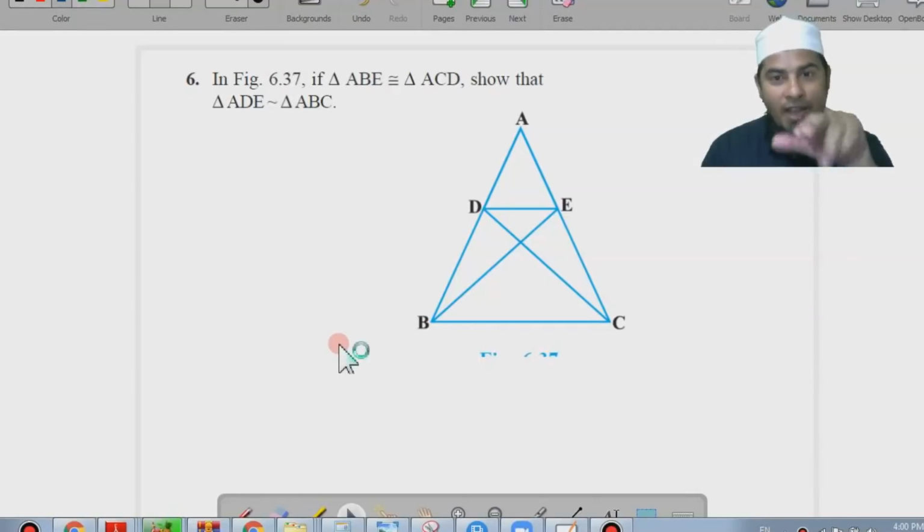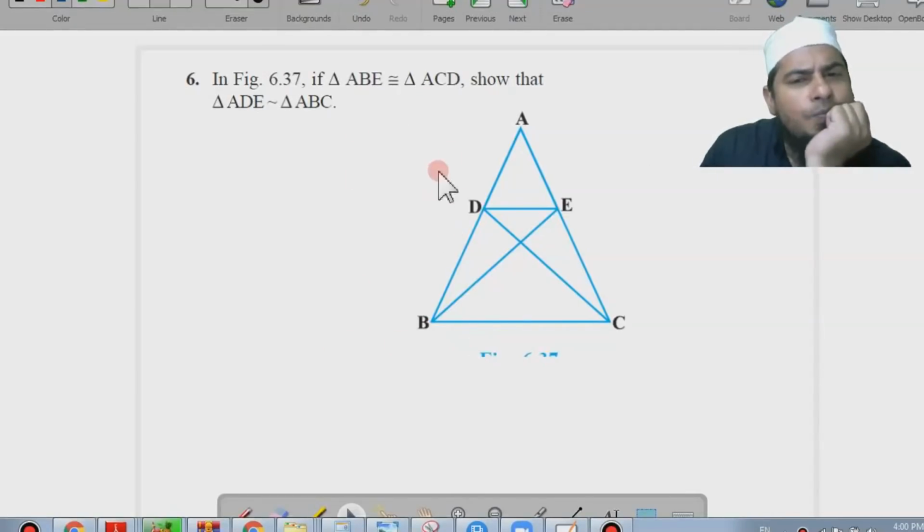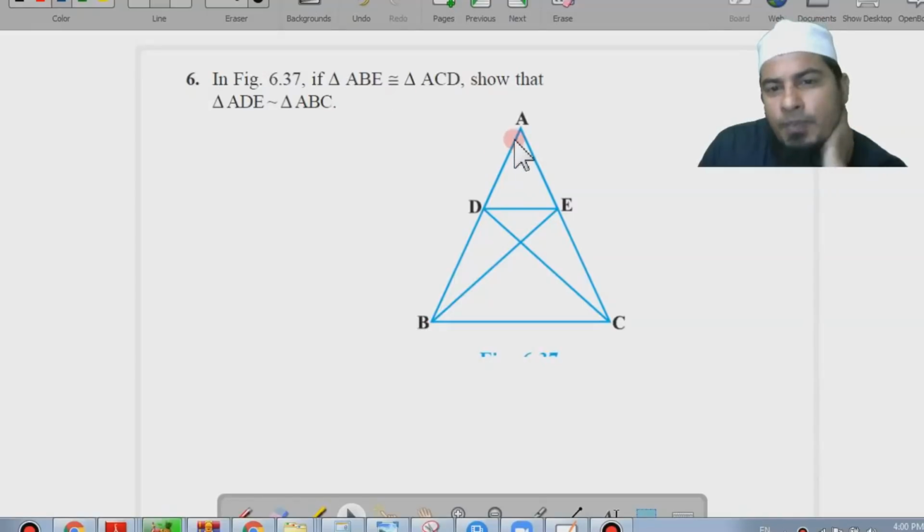So what we are getting now when I am seeing these figures is that, as triangle ABE and triangle ACD are congruent, we get the information that AD is equal to AE and AB is equal to AC.